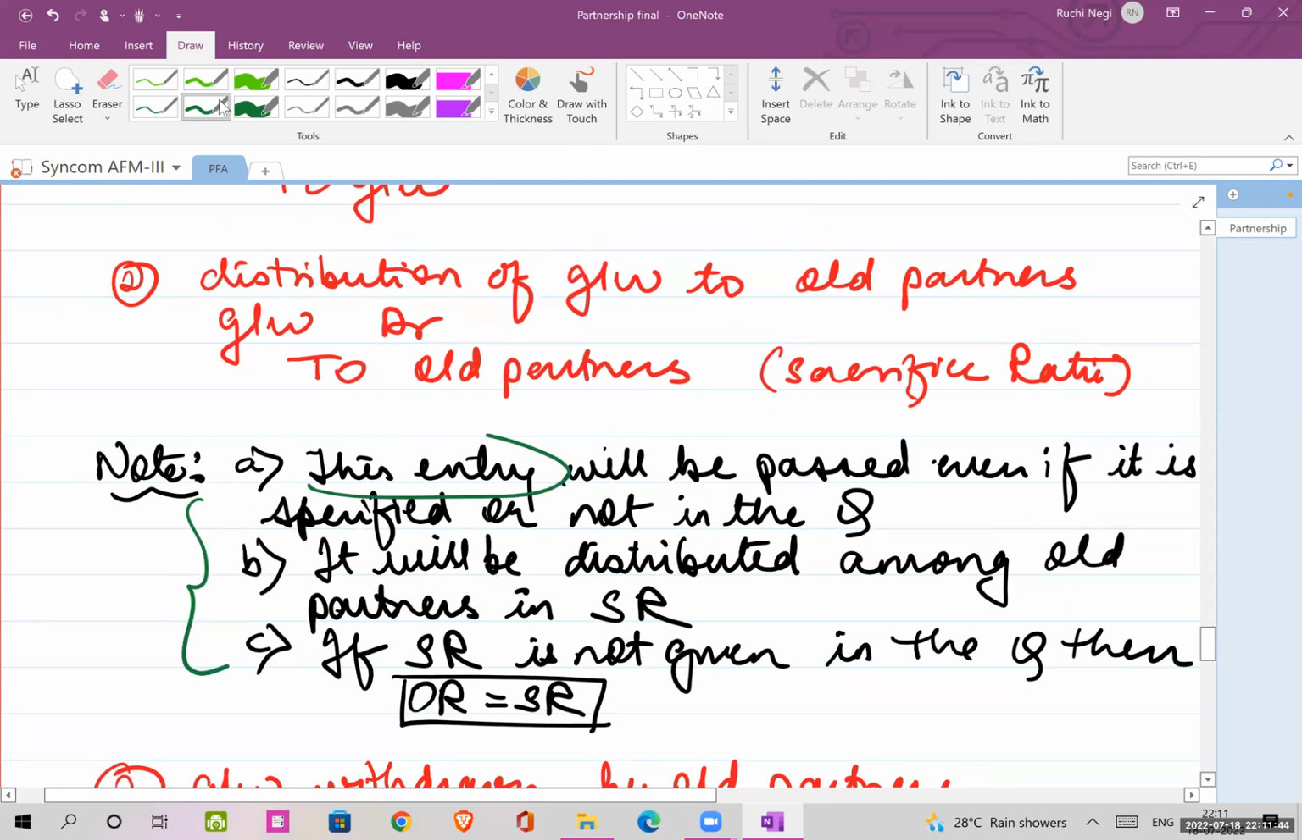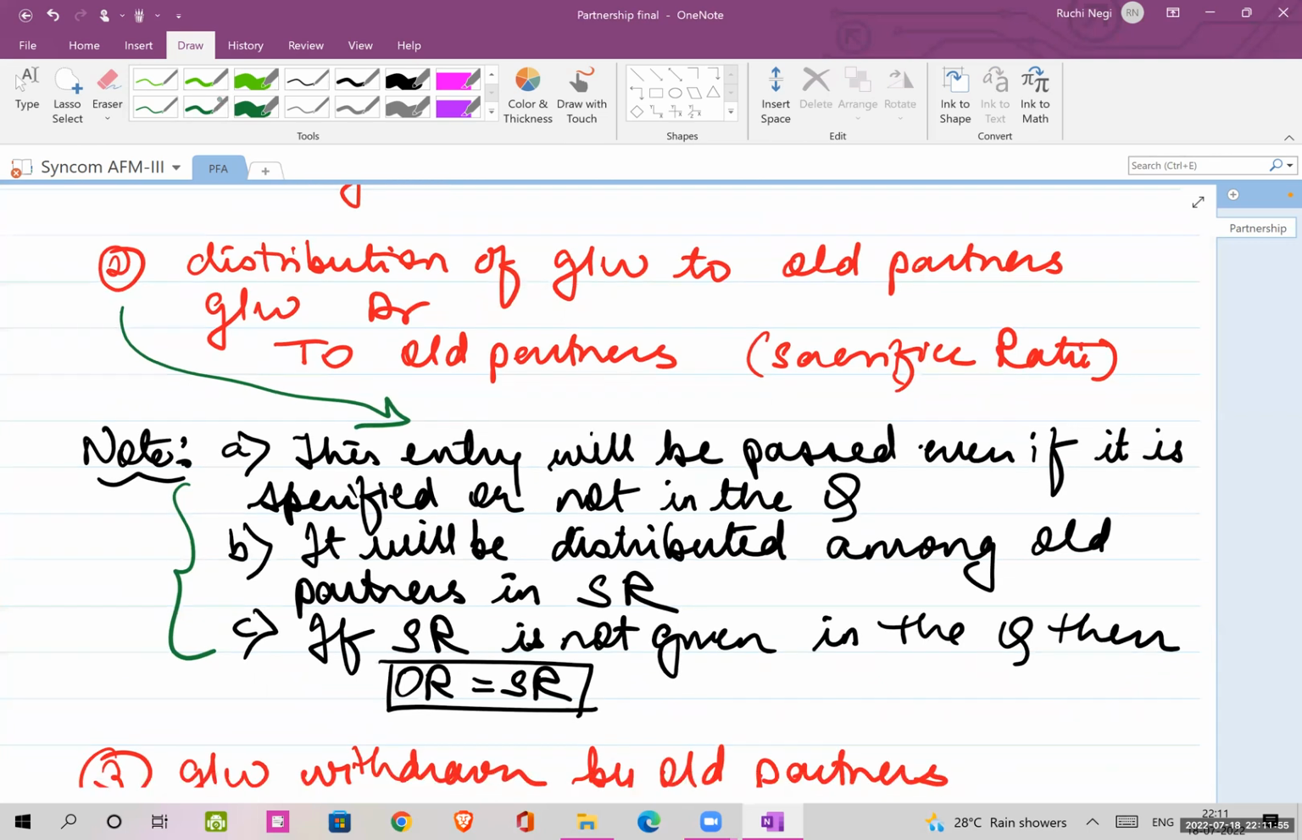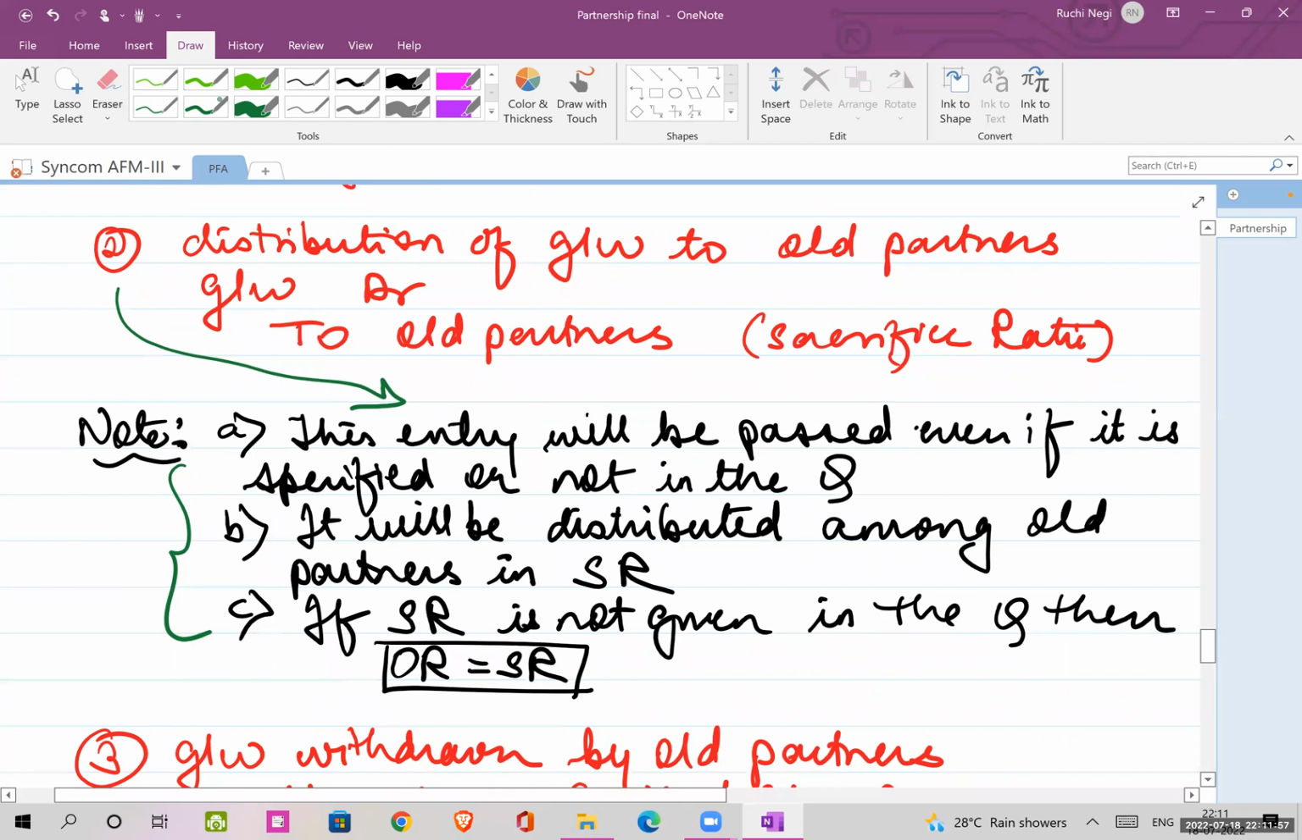I have written this entry will be passed. Which entry am I talking about? I am talking about entry number 2, which talks about distribution of goodwill to the old partners in their sacrifice ratio. You have to pass this entry by default, whether it is given in the question or not. If it is given in the question, then you have to pass it, and even if it is not given, you still have to give this effect. It will be distributed among the old partners in sacrifice ratio. And how are you going to calculate the sacrifice ratio?